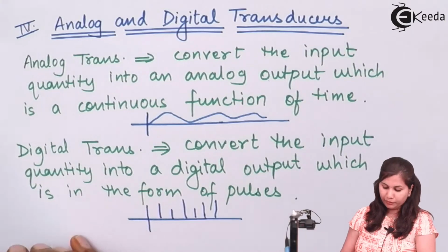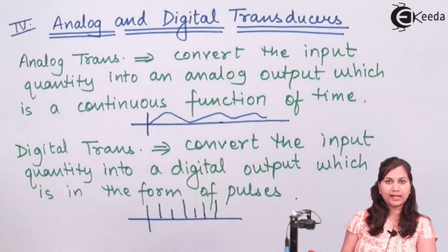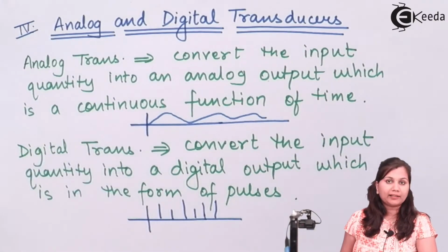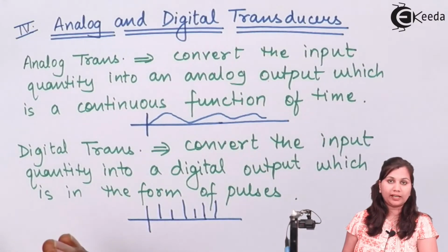Now, for the analog transducers, we can use the analog scale, which is having the scale divisions over it. Examples of analog transducers are the LVDT, strain gauge, thermistor, thermocouple. All are examples of analog transducers which are giving us the analog output. Like in the strain gauge, we are getting the change in the resistance. In the thermocouple and LVDT, we are getting an output voltage which is also changing continuously with time. And that output can be read from an analog scale.